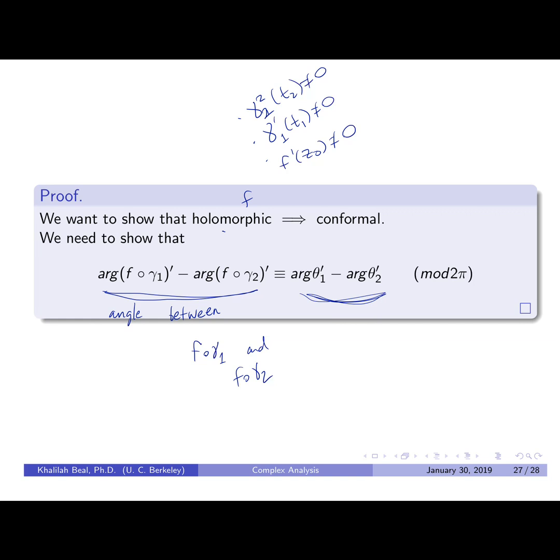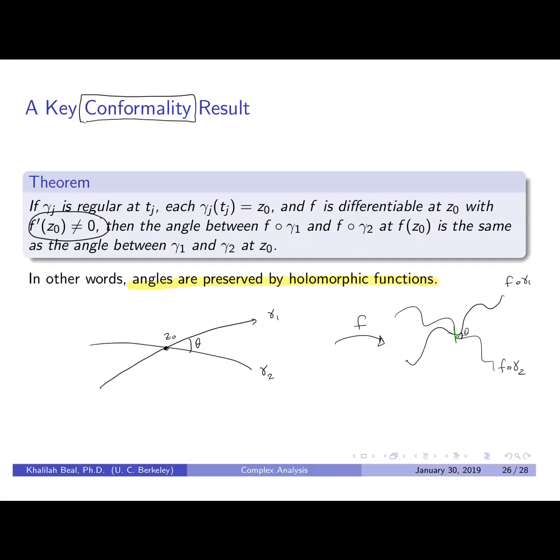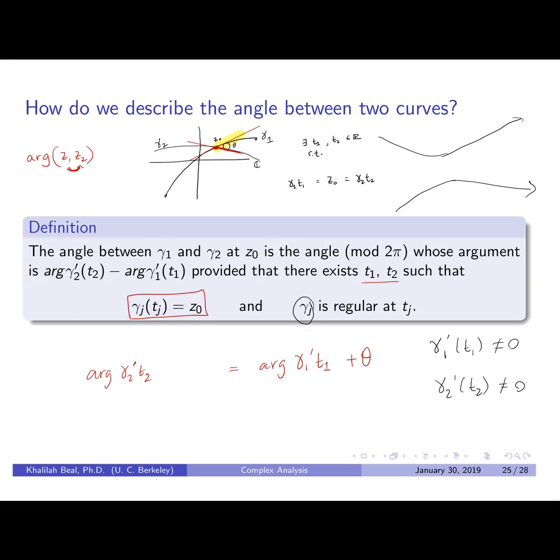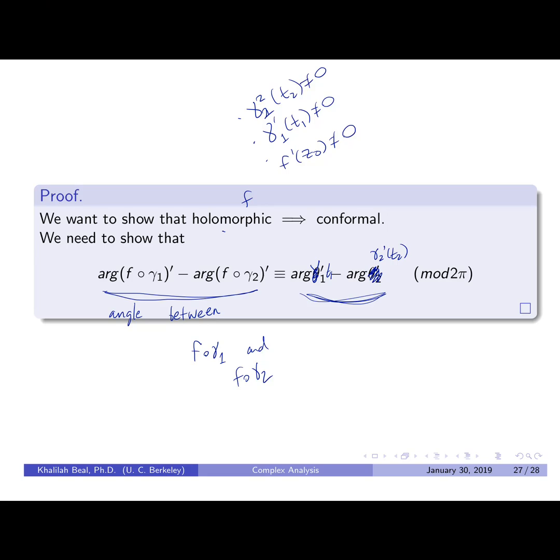So I think this actually might be a typo here. Excuse me. Yeah, this right here should be gamma 1 prime at T1, and this should be gamma 2 prime at T2, right? So we're saying this angle between the two curves is the same as the angle between the two curves when you compose them with the holomorphic function.